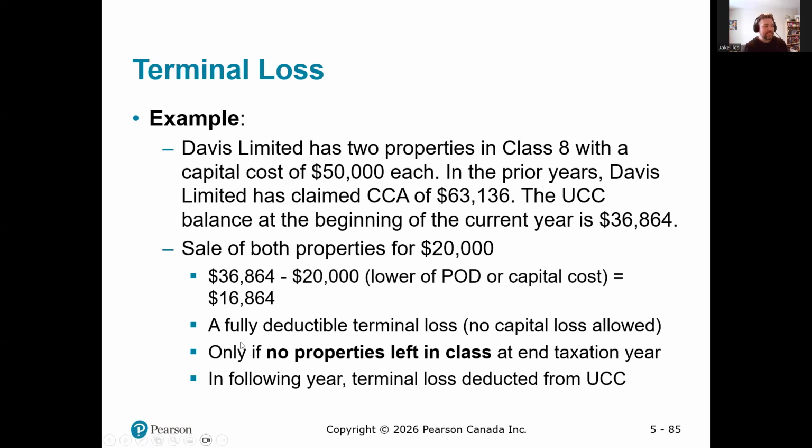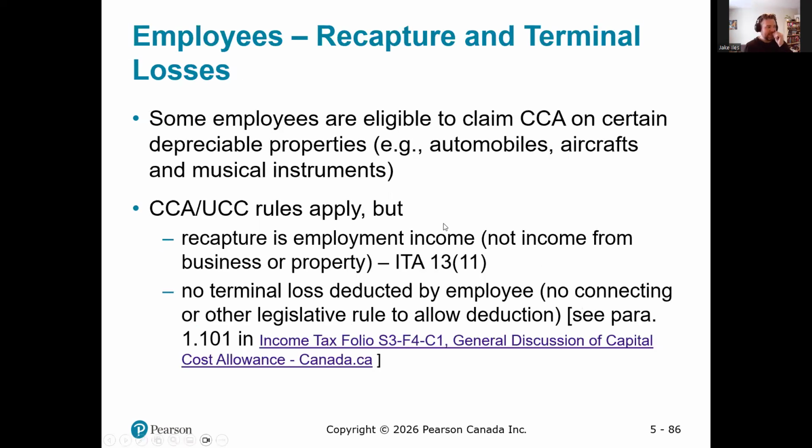And we do it by deducting it as terminal loss. We won't take capital losses. We won't take CCA. We will just deduct it fully as terminal loss. But this only applies if no properties are left in the class. In the following year, terminal loss gets deducted from UCC. That's just saying UCC will be adjusted for the terminal loss claimed, meaning UCC will go to 0.